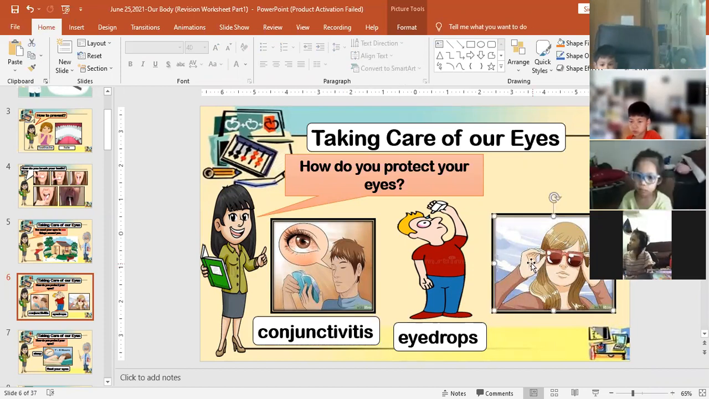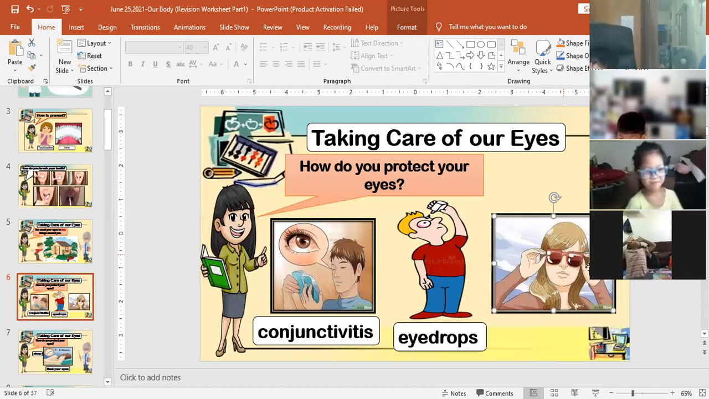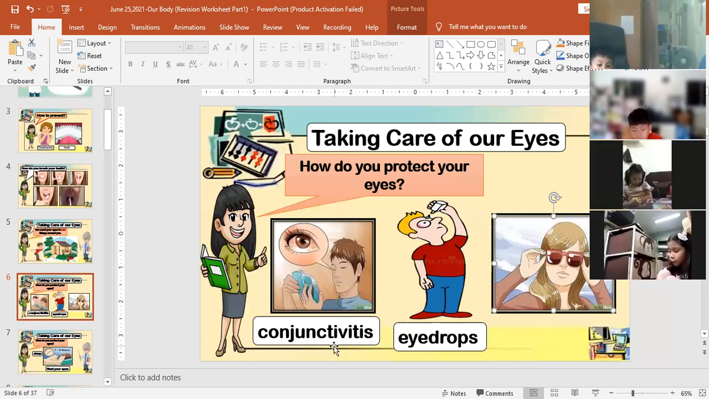Next, we have, when you are going outside, what will you wear? Just like what Alice is using. What is that, Alice? What do you use to protect your eyes? What object is this? This is eyeglasses. Okay, eyeglasses or sunglasses.